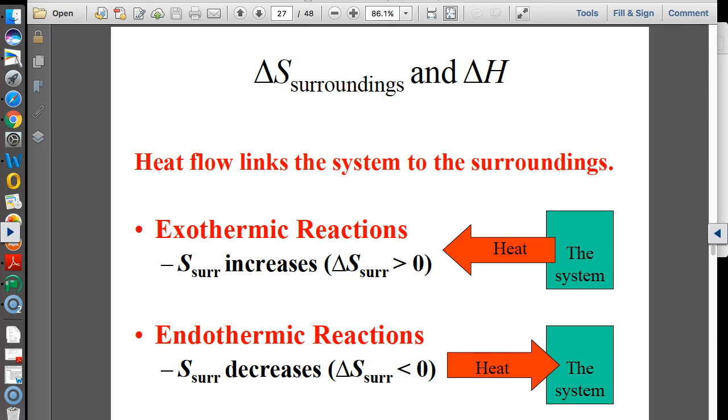Endothermic reactions, where heat comes in, entropy is going to increase in the system, right? Because the heat will cause the particles to move around more quickly, and when they do, they'll have more possible arrangements.